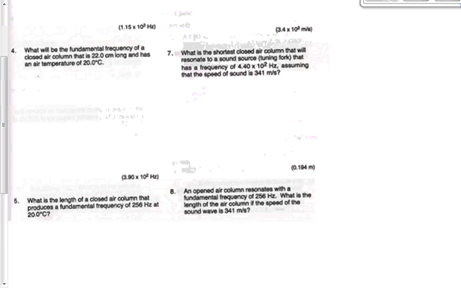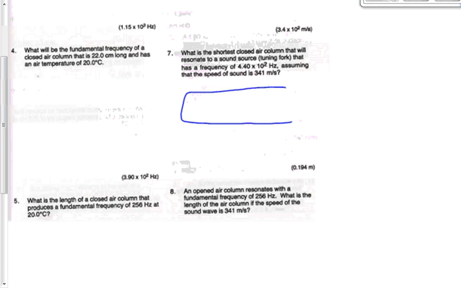Seven says, what's the shortest closed air column? You know what might be a good idea? As soon as you start reading the question and you see open or closed, just draw the air column. Don't worry about the actual standing wave right away. Just draw the air column to remind you later on what it actually is that you're using, so you don't make a mistake with that.